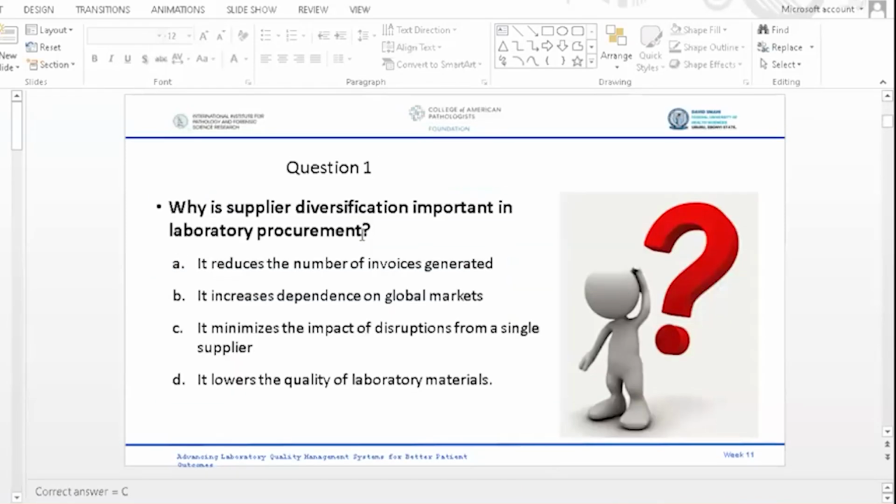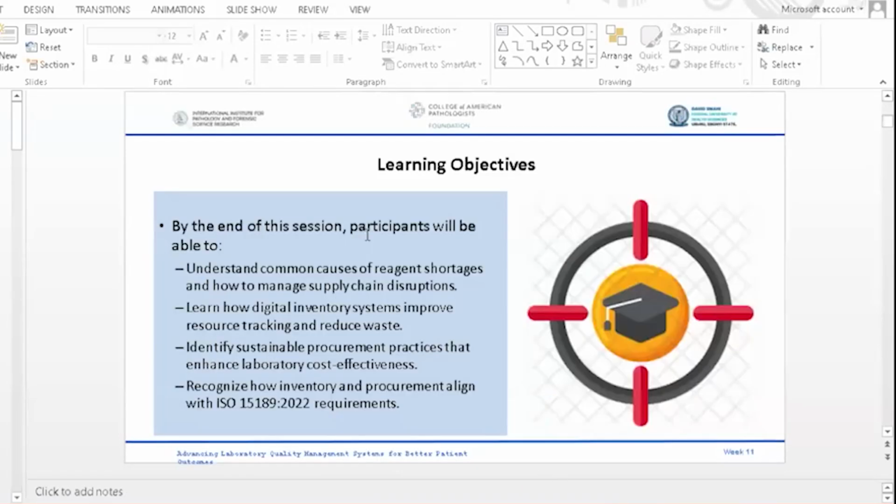So today's learning objectives are, by the end of this lecture, participants will be able to understand common causes of reagent shortages in the laboratory and how to manage supply chain disruptions. They will be able to learn how digital inventory systems improve resource tracking and reduce wastage, identify sustainable procurement practices that enhance laboratory cost effectiveness, and also recognize how inventory and procurement align with ISO 15189:2022 requirements.